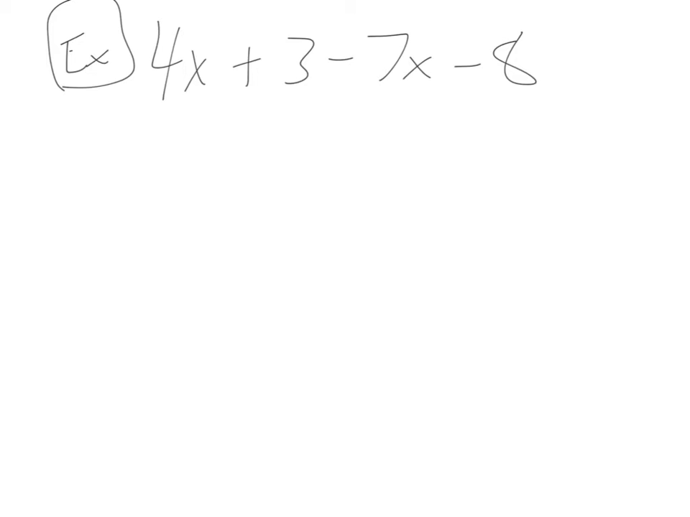Now, one last thing before we get going on this. The sign that's in front of the number causes it to be positive or negative. In this case, this 3 is positive. There's nothing in front of the 4x, so it's going to be positive. This 7x is a negative or a minus 7x. Either one is the same thing. The 8 is either a negative 8 or a minus 8, however you want to look at it.